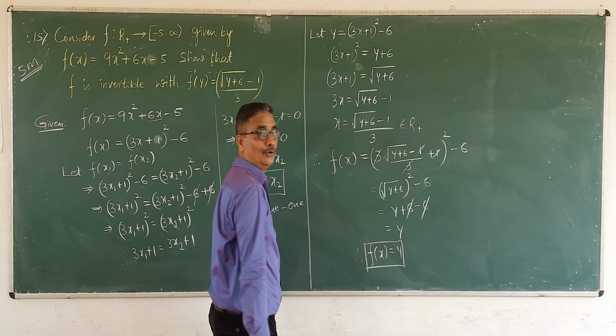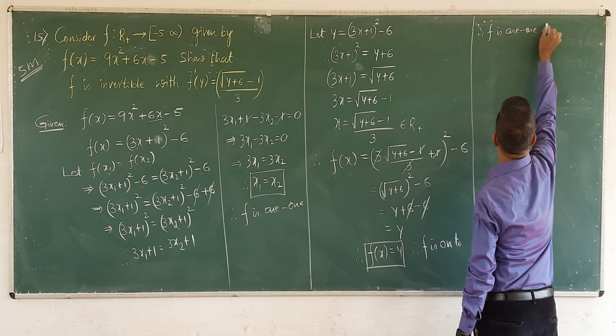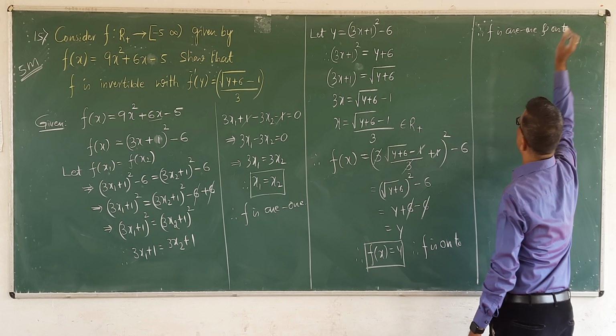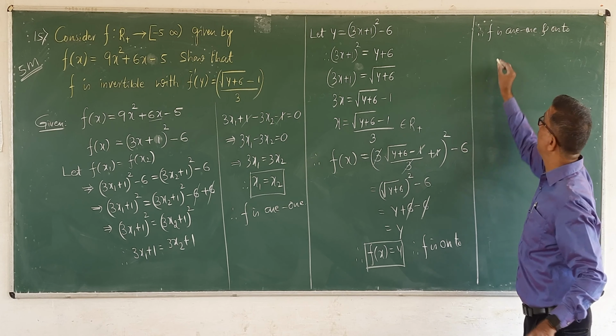Codomain is equal to range. Hence, f is an onto function. Therefore, f is 1-1 and onto. That is equal, onto. Therefore, f is 1-1 and onto. Hence, f is an invertible function. You must write this; confusion must be avoided.